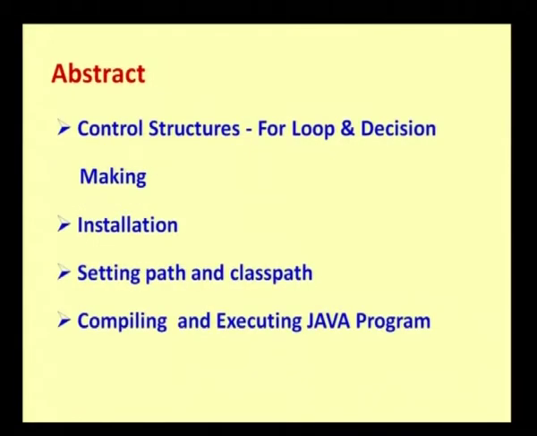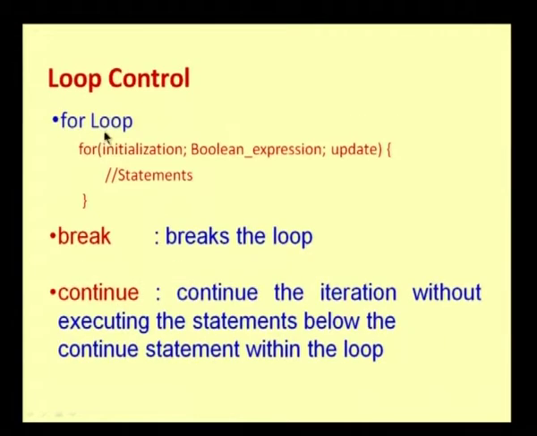In today's session, we are going to see various control structures, that is the for loop and decision making statements. Then we are going to see installation, how to set the path and class path, and how to compile and execute a Java program. First, we will have a look at what the for loop is.